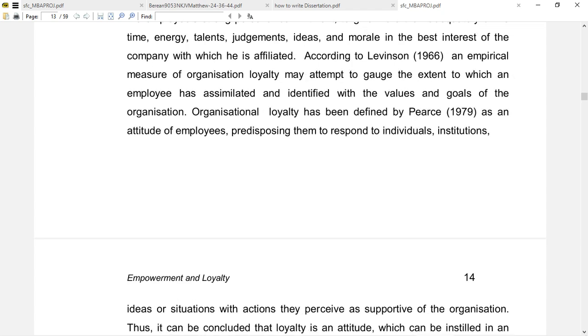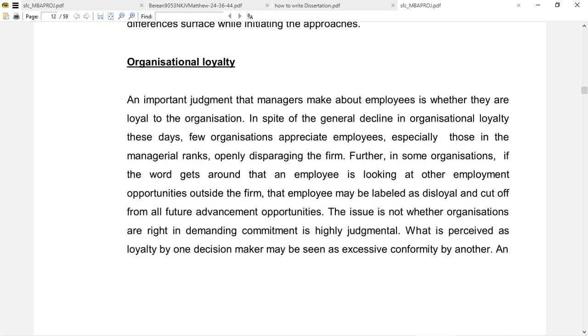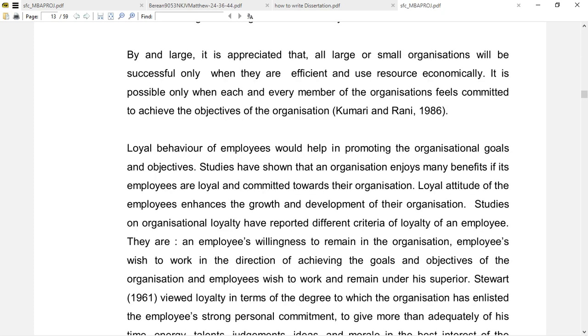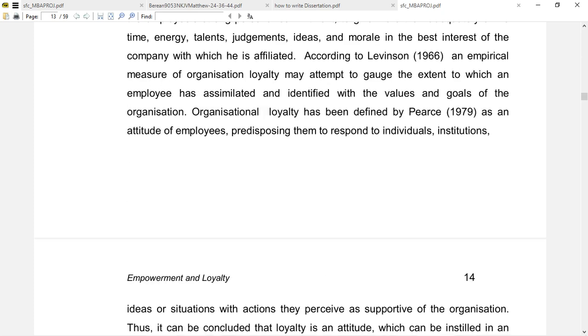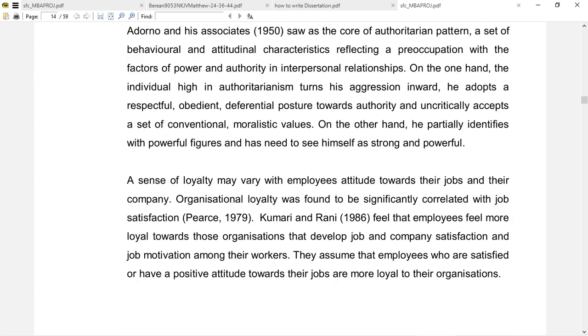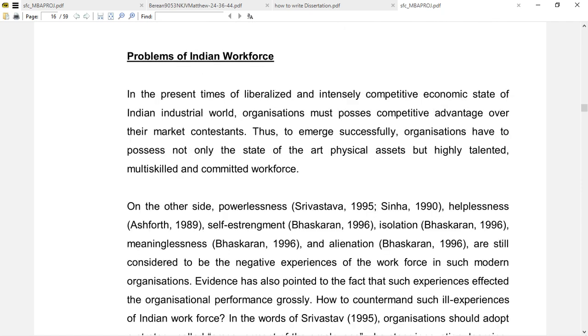Then it would go like this. This is my independent variable. Separately I'm mentioning it. So slowly we will move like this. So this is my dependent variable called organizational loyalty. So I'm quoting so many authors' names. You can see in the brackets their years of publication also.